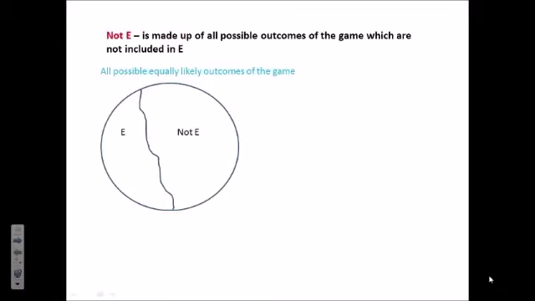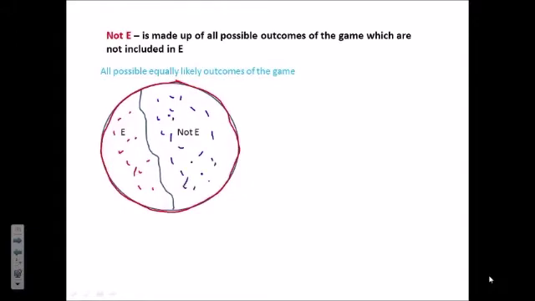Not E is an event made up of all possible outcomes which are not included in E. So if this circle represents all the possible outcomes of an experiment, and these are E, then the rest would be not E.